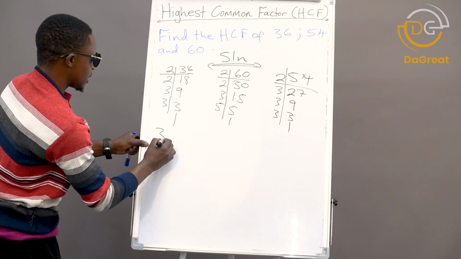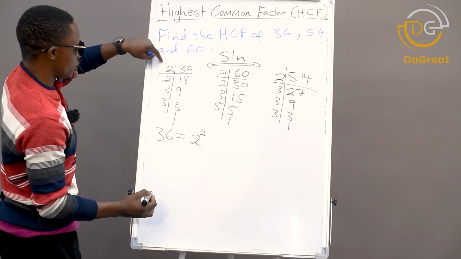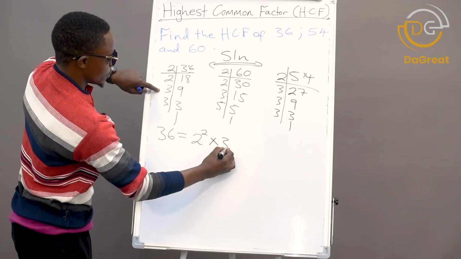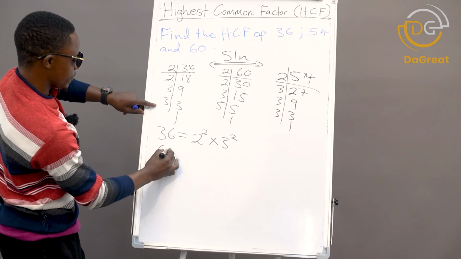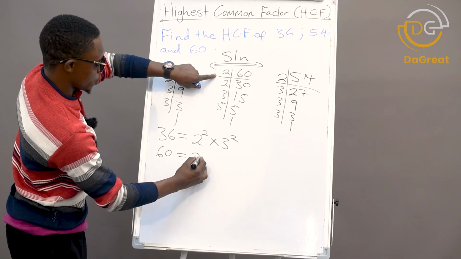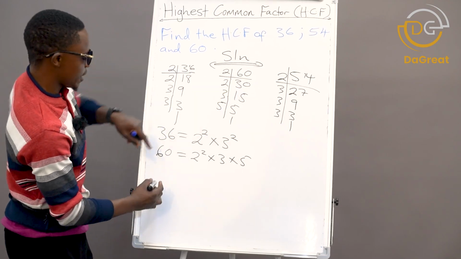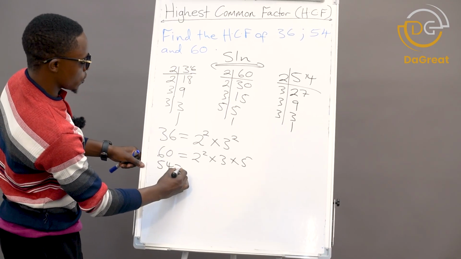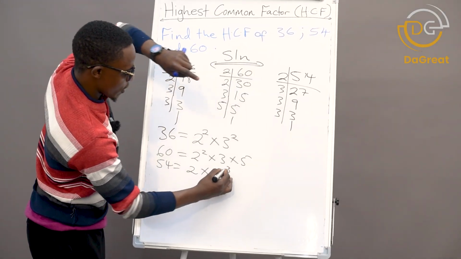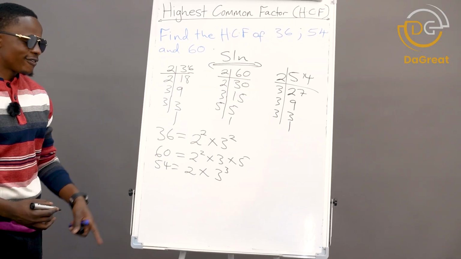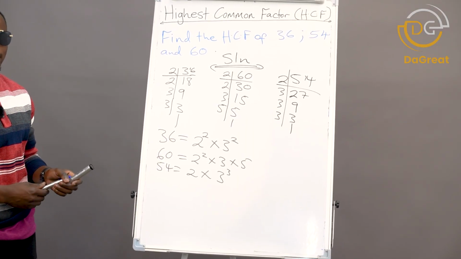So toya panapa tonyera 36 wedu is equals to 2 to the power 2 times 3 to the power 2. Then toya 60 is equals to 2 to the power 2 times 3 times 5. Then 54 is equals to 2 times 3 to the power 3. So we have managed to express our numbers as product of their prime factors in index form.